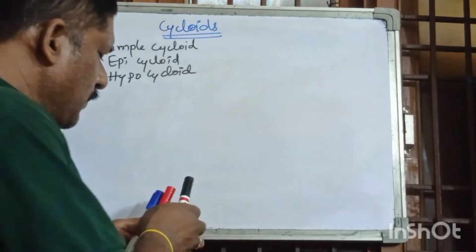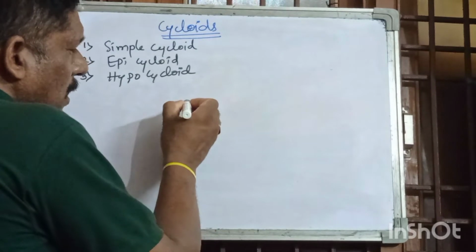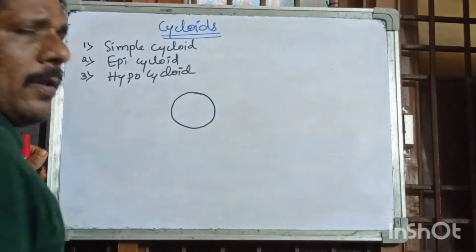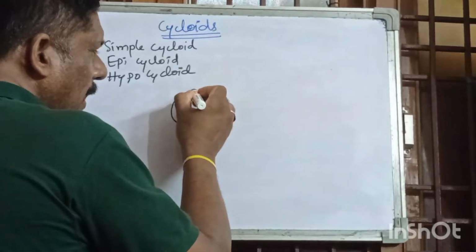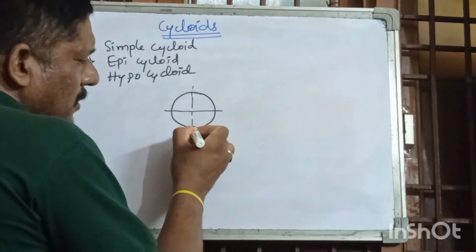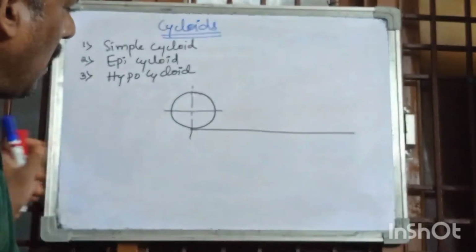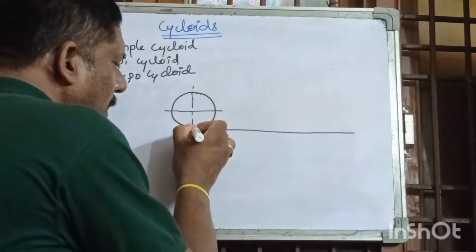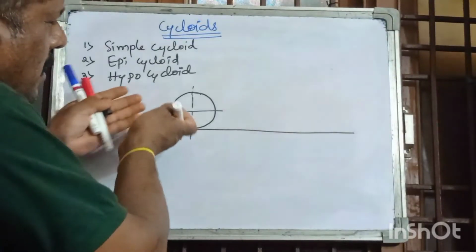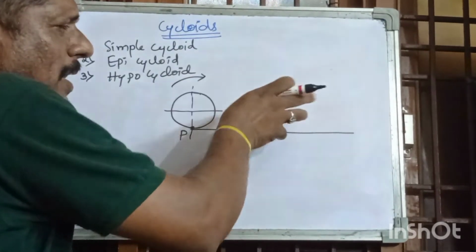So the first one is simple cycloid. What I told is, suppose you take a 1 rupee coin, and take the vertical axis line and horizontal axis line. From the starting point here, assume that this is the ground, and if you mark a point here on the circumference of this coin, and this coin is rotating in a clockwise direction.